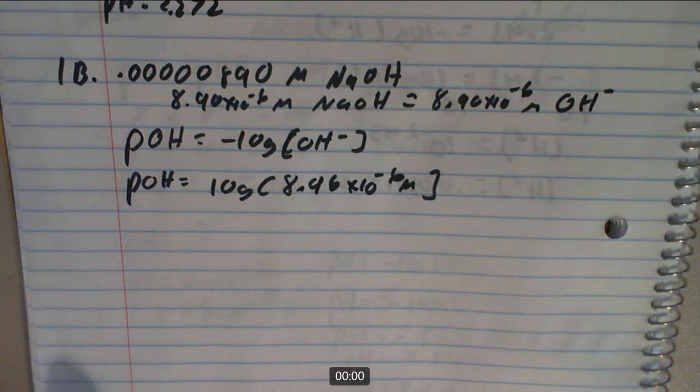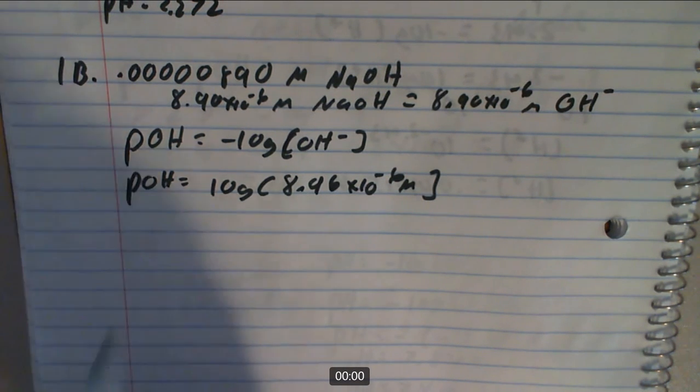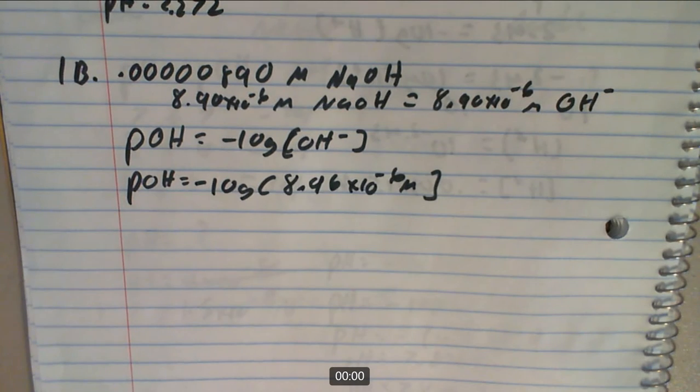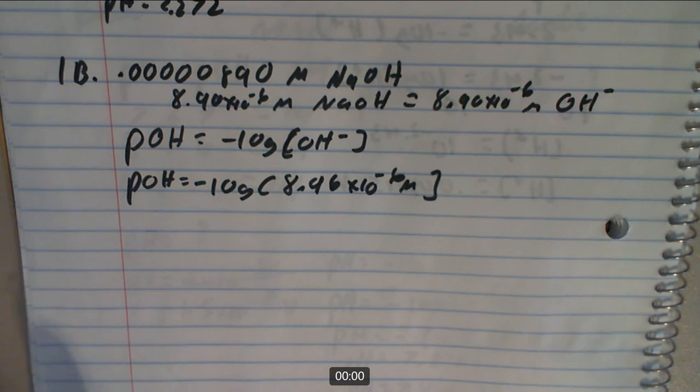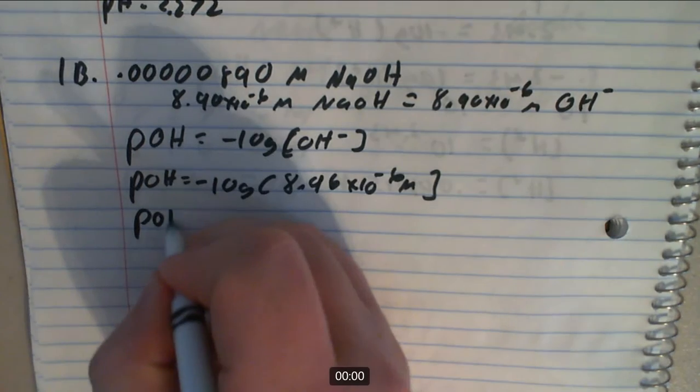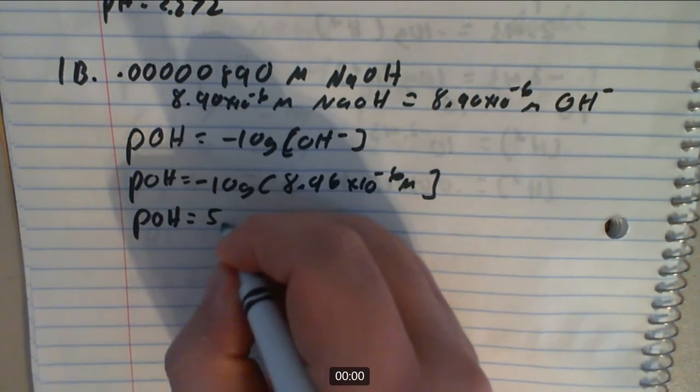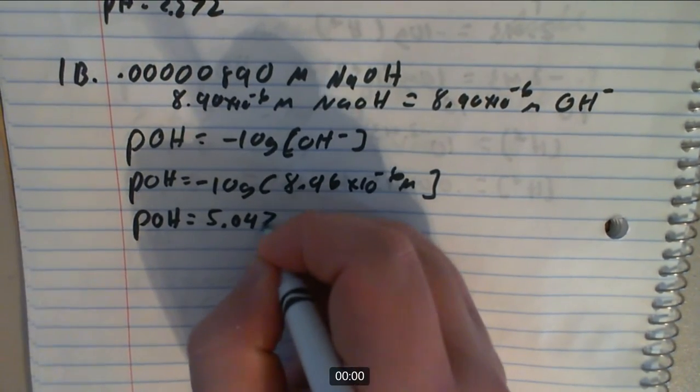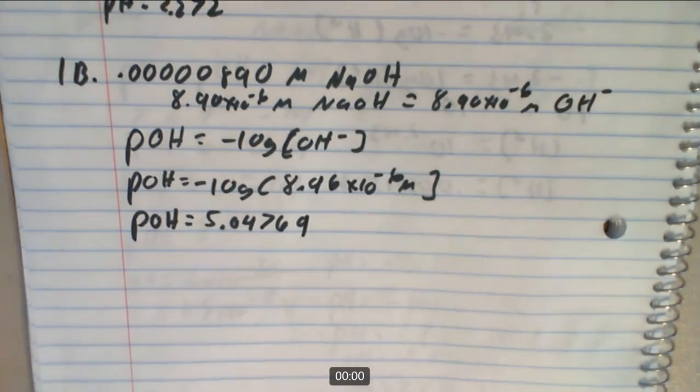So I'm going to put it in my calculator. Oh, forgot the negative. There you go. Negative log 8.96 times 10 to the negative 6. Lily is trying to break in. And I got, for my pOH, 5.04769.